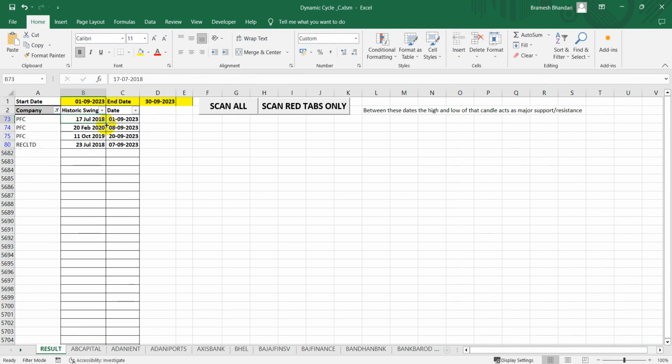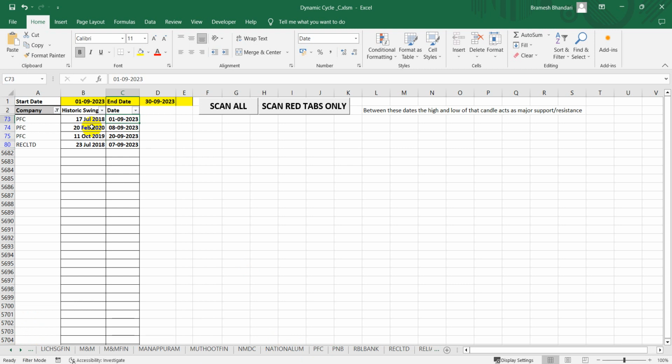Let's take one example of PFC. So you can see here PFC gave a date on 1st, PFC was again on 8th, and the coming date of PFC on 20th, and REC is showing you on 7/9/2023, 7 September. So let me quickly show you. This is our scanner which we have built over different stocks, and let me quickly show you about PFC first. Yeah, here it is PFC.